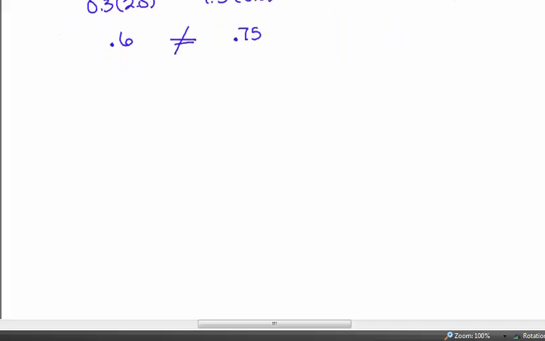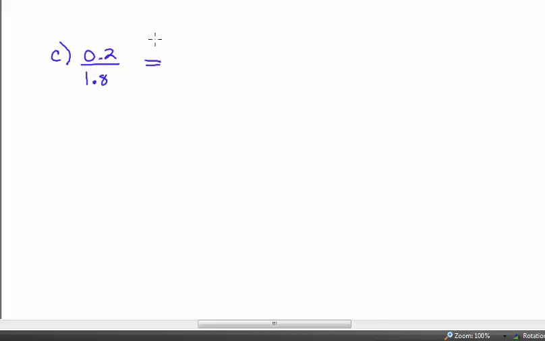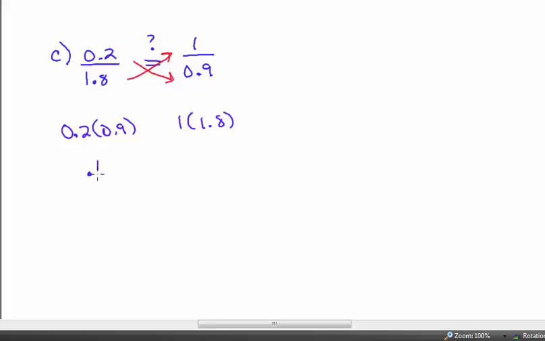Let's look at a couple more. 0.2 over 1.8, and we want to know if that is equal to 1 over 0.9. I'll cross multiply, so 0.2 times 0.9 and 1 times 1.8. I get 0.18 and 1.8. These are not equal. They are not a proportion.